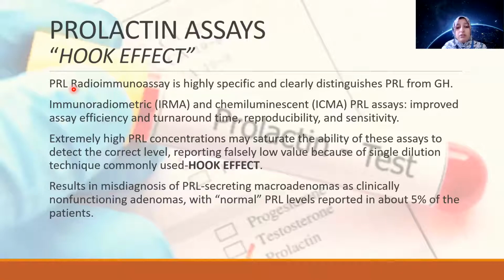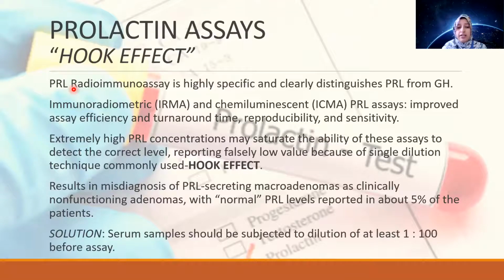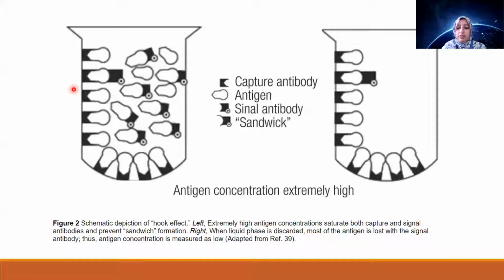and that is resulting in a misdiagnosis of macroadenoma, rather than the diagnosis being interpreted as non-functioning adenoma. So the solution, as I told you, is that serum samples should be subjected to dilution of at least 1:100 before assays. You can always ask this from your local laboratories, and current laboratories in my city are doing that. The only concern is that you should make them understand what you are trying to say, and you have to communicate with them.